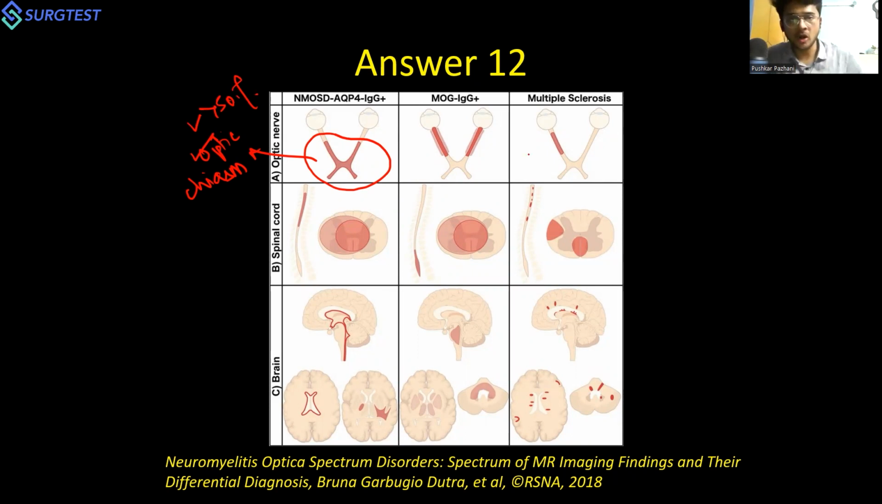So let's go into MOG. MOG also has a very peculiar feature. In contrast to NMOSD, it likes to involve the anterior part of the optic pathway. It has a predilection to involve the anterior part of the optic pathway, and it also tends to involve the optic nerve head. So it causes papillitis.